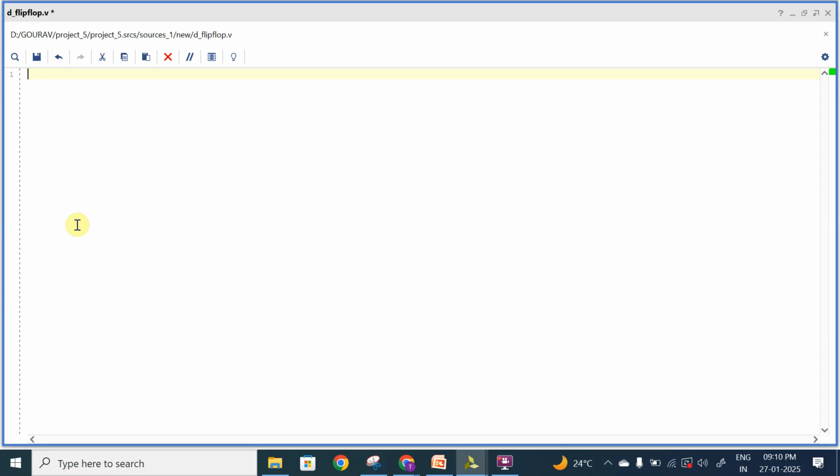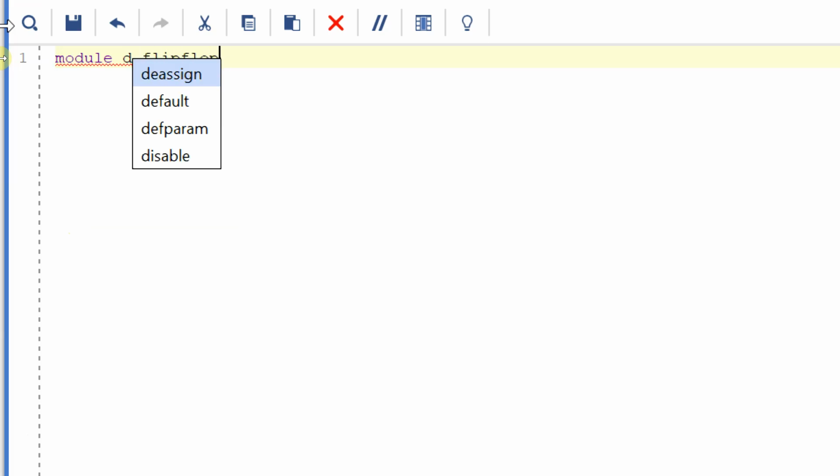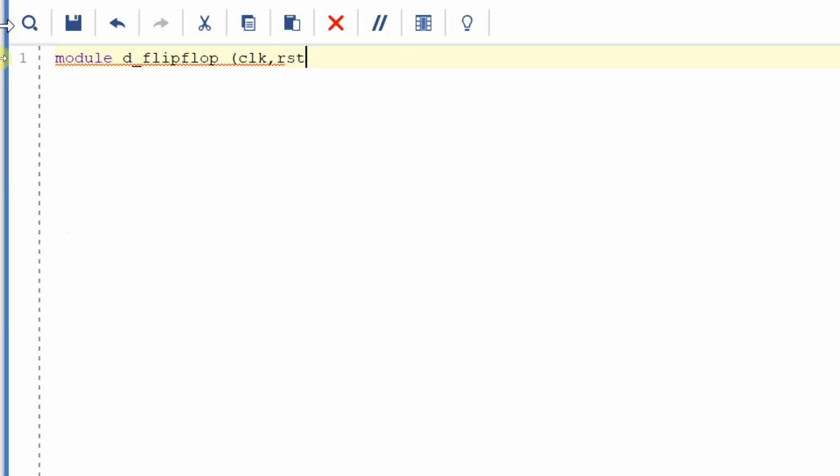So let's see how to write the design first, the D flip flop design. Let me zoom in somewhat. So module D underscore flip flop, with clock, reset, D underscore in. So these are our inputs, right? Input clock, reset, D underscore in, and output reg q, q bar. Okay, so these are the inputs and outputs of my design.